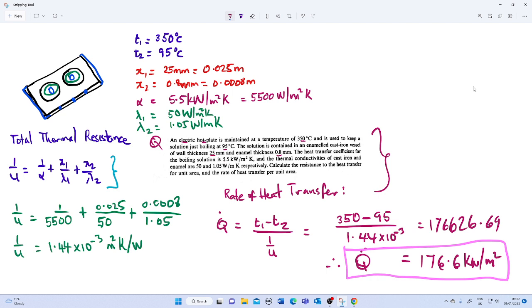Once again, an electric hot plate is maintained at a temperature of 350 centigrade and is used to keep a solution just boiling at 95 centigrade. The solution is contained in an enamel cast iron vessel of wall thickness 25 mm and enamel thickness 0.8 mm. The heat transfer coefficient for the boiling solution is 5.5 kilowatt per meter square Kelvin, and the thermal conductivity of the cast iron and the enamel are 50 and 1.05 watts per meter Kelvin, respectively. Calculate the resistance of the heat transfer for the unit area and the rate of heat transfer per unit area.